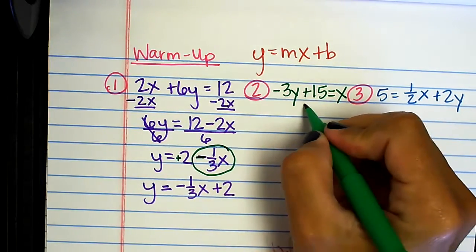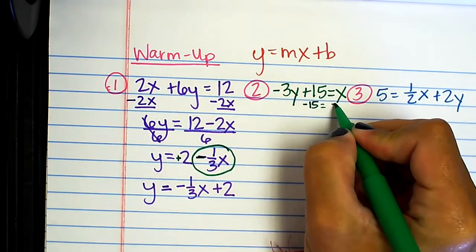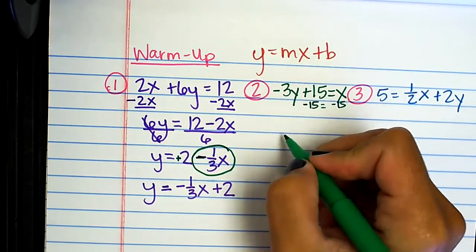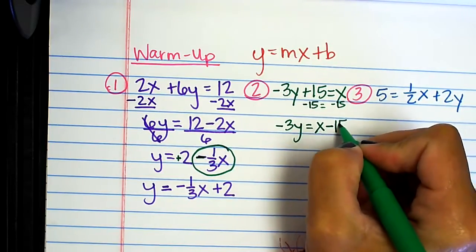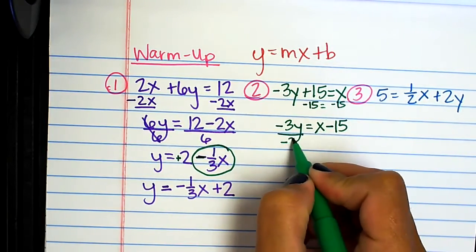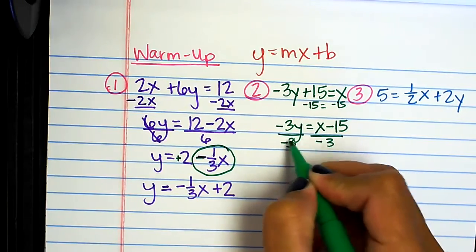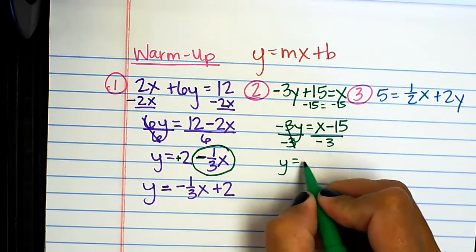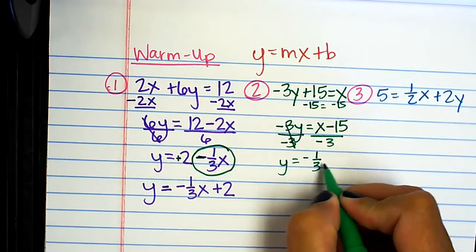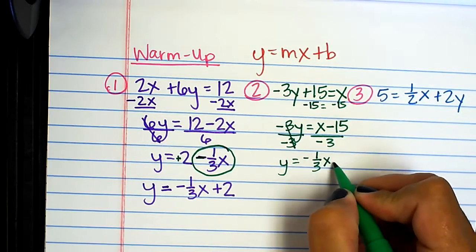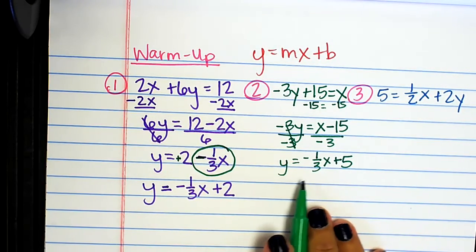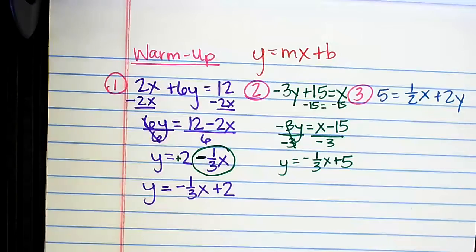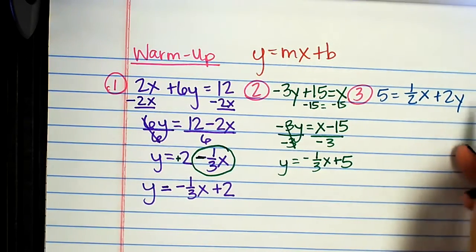Let's do number 2. I need to get y by itself. I'm going to start by subtracting 15 from both sides. I get negative 3y equals x minus 15. I'm going to divide by negative 3 on both sides. I get y equals negative 1/3 x. Negative 15 divided by negative 3 is going to give me a positive 5. And that worked out to be in y equals mx plus b. We'll talk more about that and why that's beneficial later in the lesson.